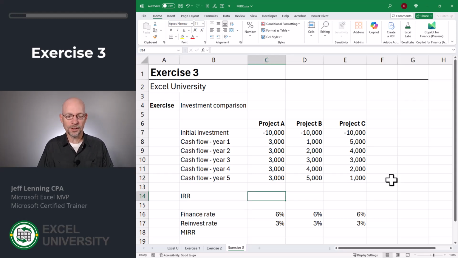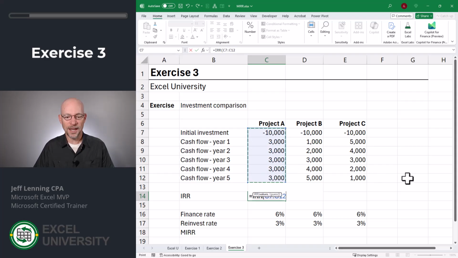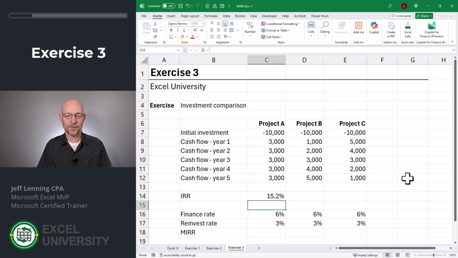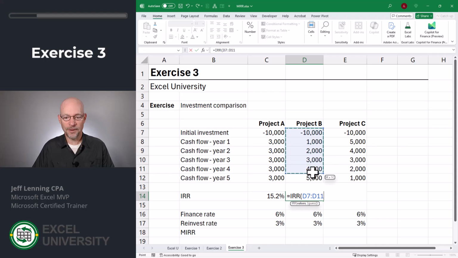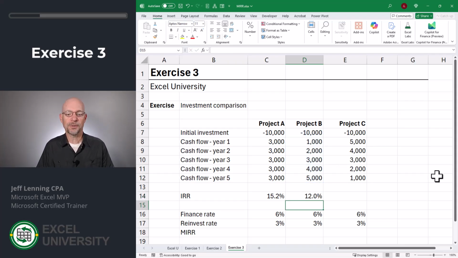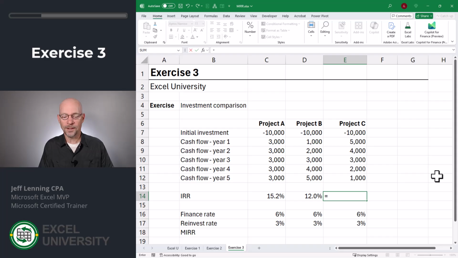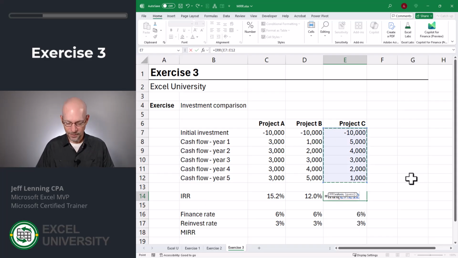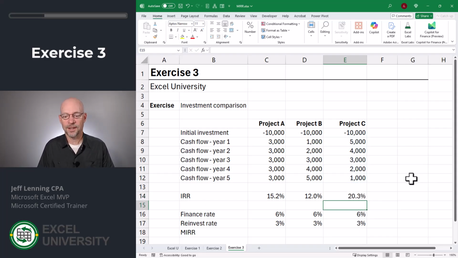Now let's use Excel to calculate it. Equals IRR. The values of Project A are here in C7 to C12. Close function and enter. And that looks like an internal rate of return of about 15.2%. Let's look at Project B. The values are here, close function, and enter. That has an internal rate of return of about 12%. And let's look at Project C. Here's our values, close function, and enter. And that has an internal rate of return of 20%.